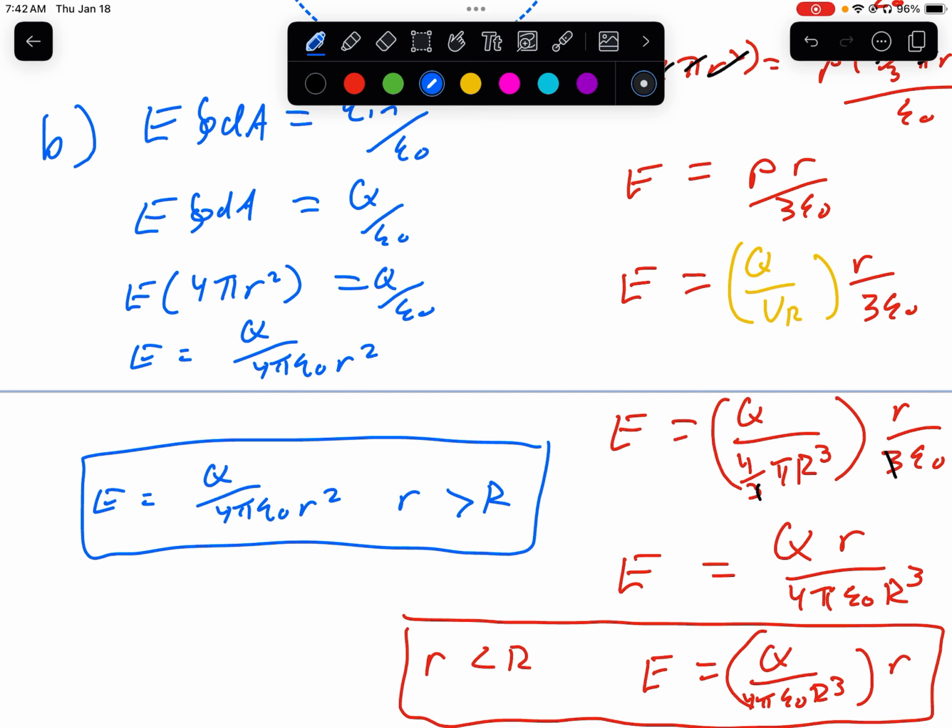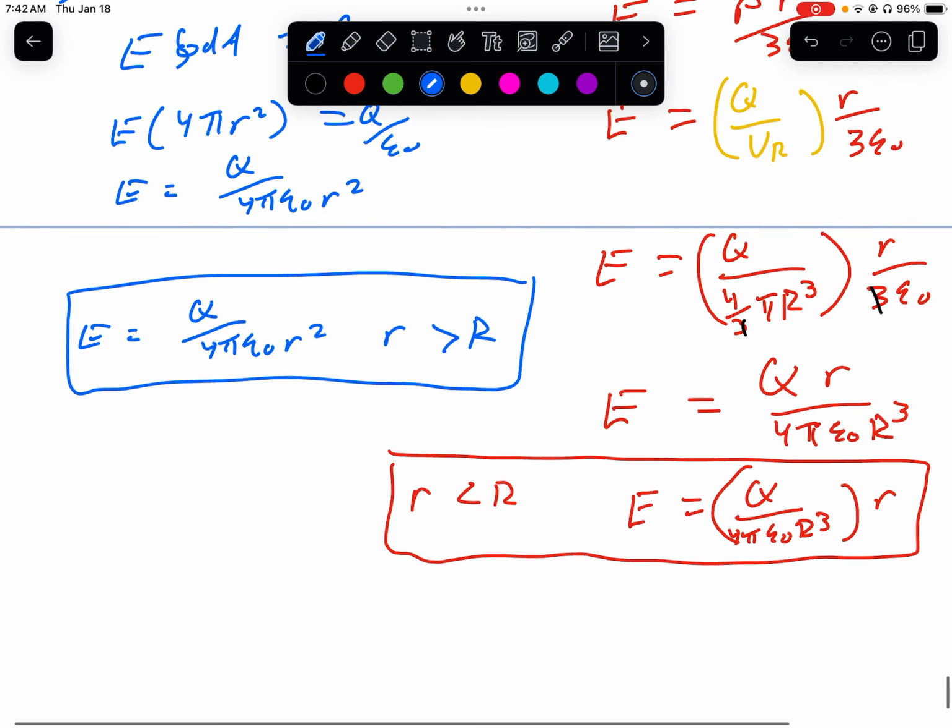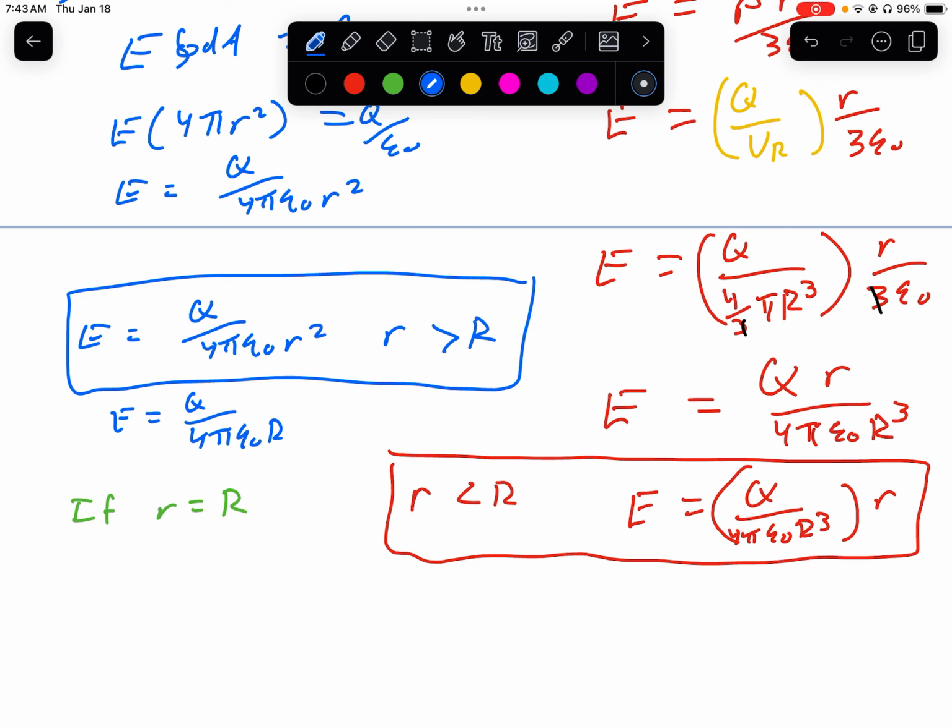All right, notice that for these two equations, just like we saw before, if little r is equal to big R, we are going to get the same equation. Like up here, the blue one would just be electric field is equal to Q over 4 pi epsilon naught big R squared. Okay, that's what we get for that.